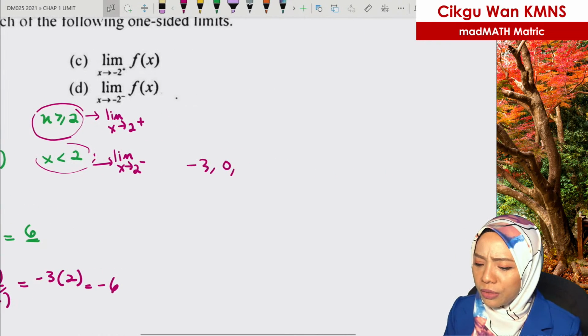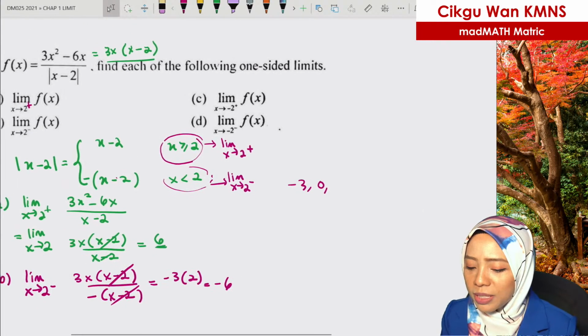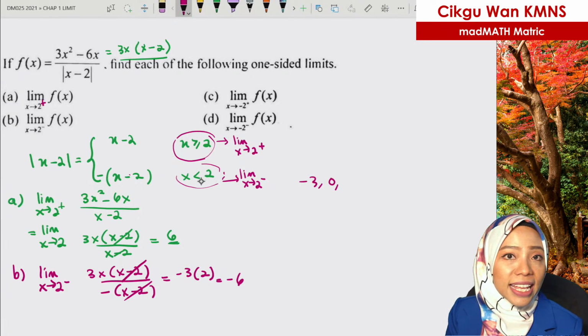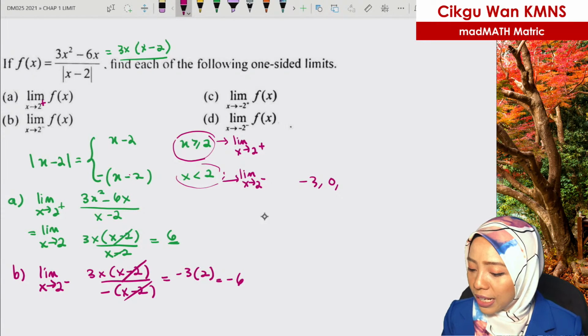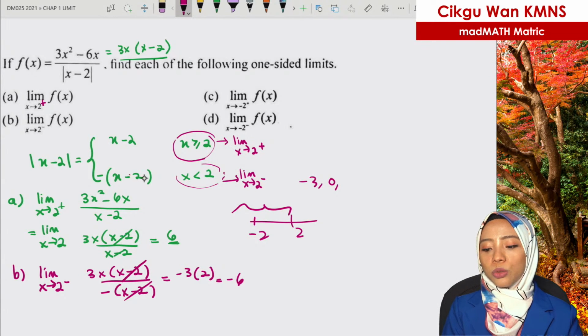Okay, now we look at C. Negative 2. Okay, so sama lah juga macam tadi. So kalau tadi ni negative 2, negative 2 dekat mana? Located dekat mana? Dekat x less than 2. Sebab kita dah cakap dah, ini 2. So kalau negative 2 dekat sini, memang confirm lah ambil x yang less than 2.